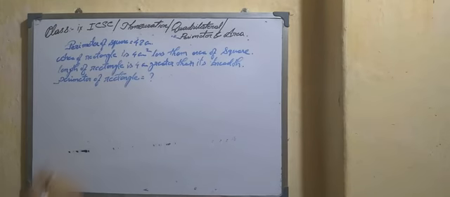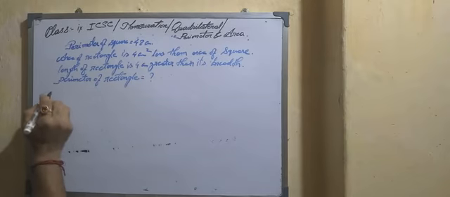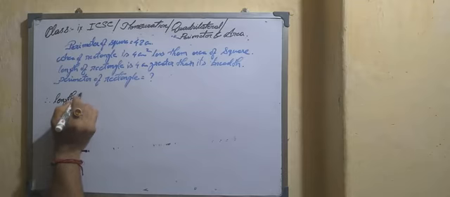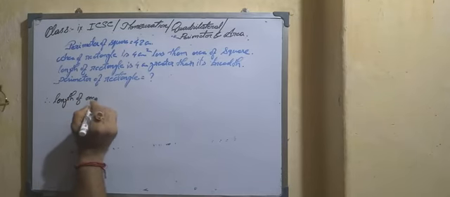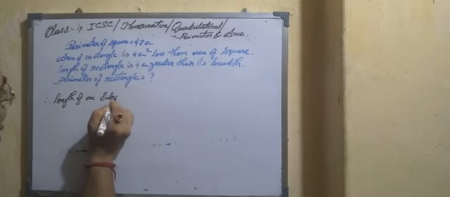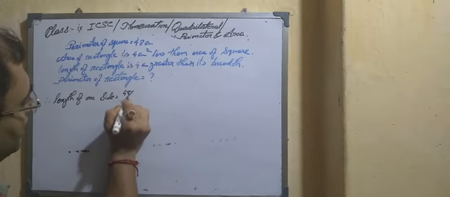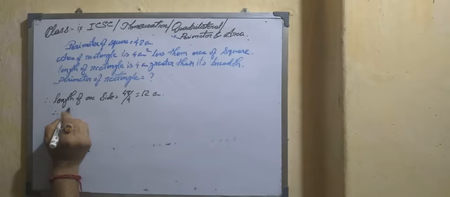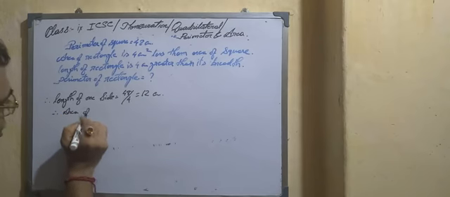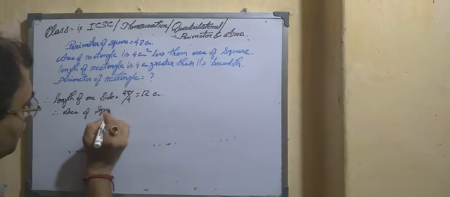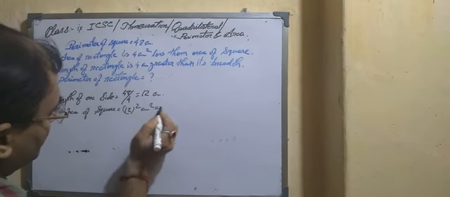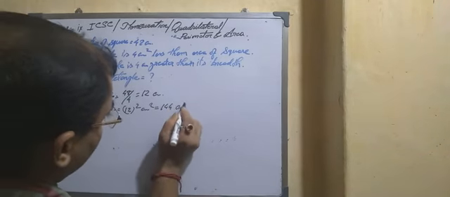Now first, what is given? Perimeter of a square is 48 centimeter. That means length of one side equal to 48 by 4 equal to 12 centimeter. Then area of square equal to 12 whole square centimeter square, that means 144 centimeter square.